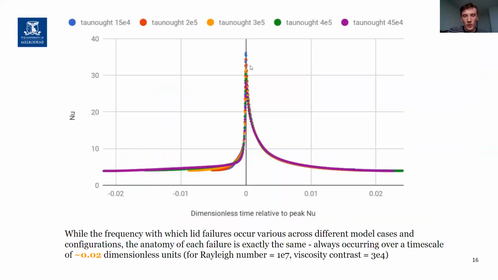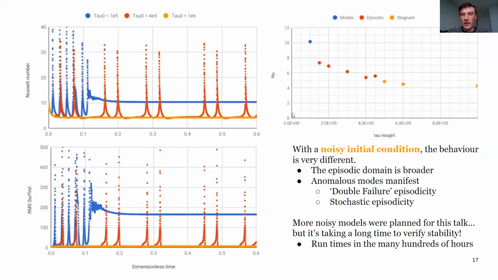These failure events all have the same profile. So every failure is the same event, no matter what parameters you're using for the model. It always looks the same. However, that's where the similarities stop between different cases. Actually, every case has a different frequency of failures.